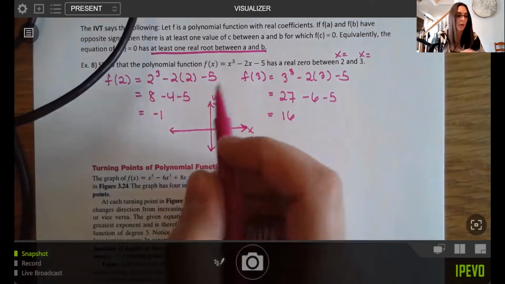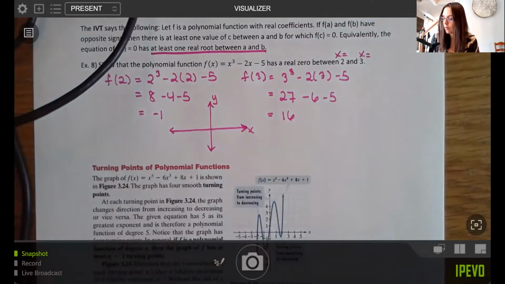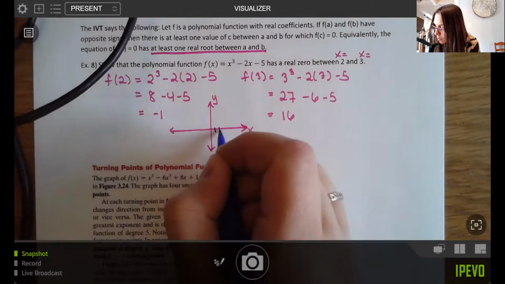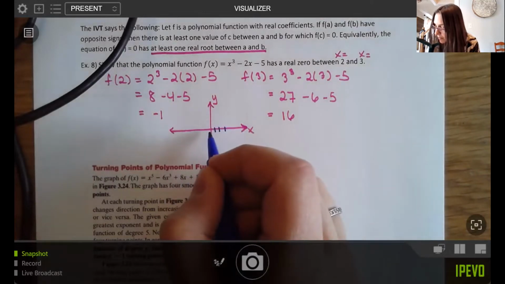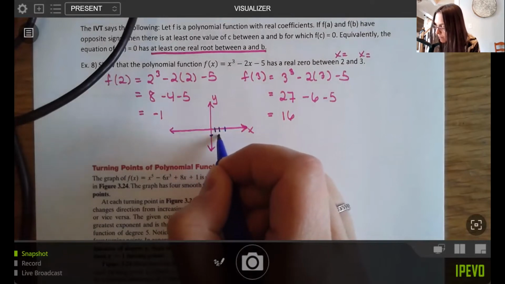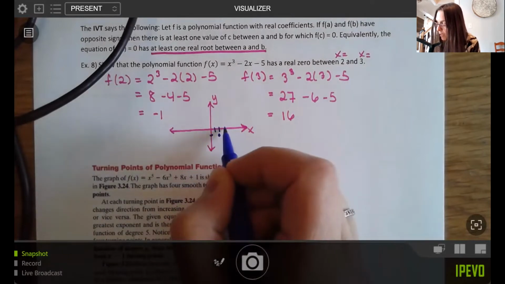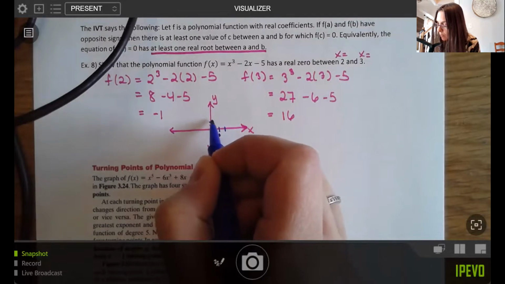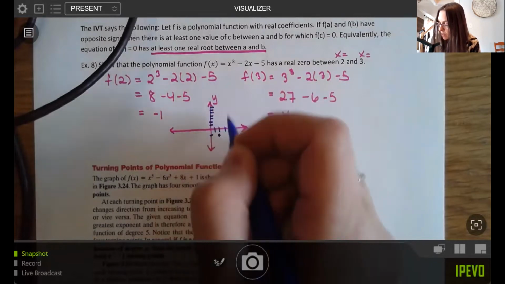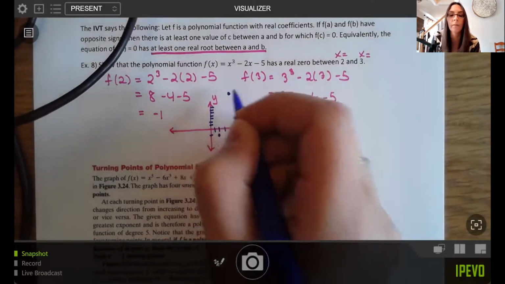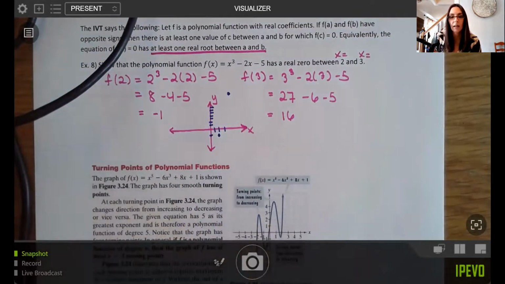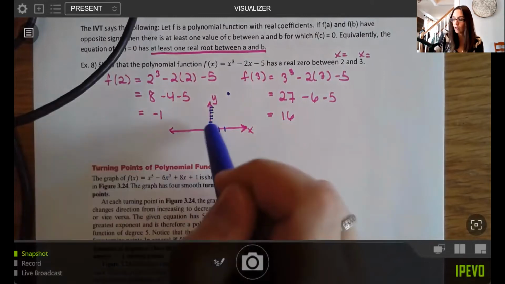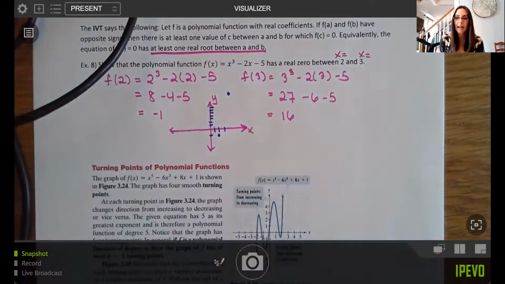So at 2, when x equals 2, we're at, let's see, -1. So at 2, you're at -1. And then when you're at 3, you're up at 16. So 1, 2, 3, 4, 5, 6, 7, 8, all the way up at 16. So your point is maybe somewhere up here. So what we're saying is that somewhere between 2 and 3, you must cross through the x-axis. There's no way to go from here to here without going through the x-axis.